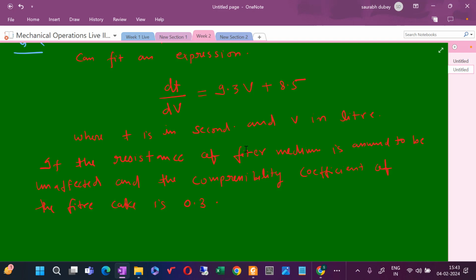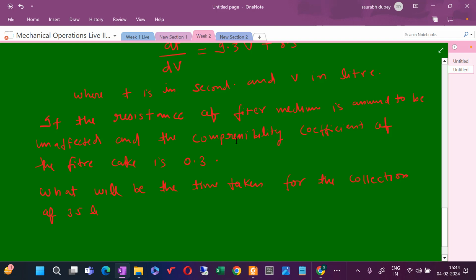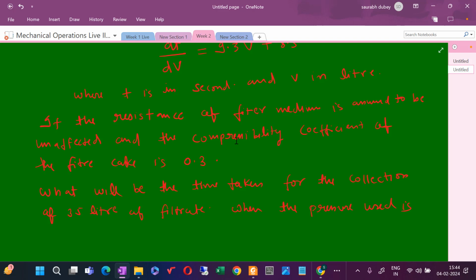What will be the time taken for the collection of 3.5 liters of filtrate when the pressure used is twice that used in the test?